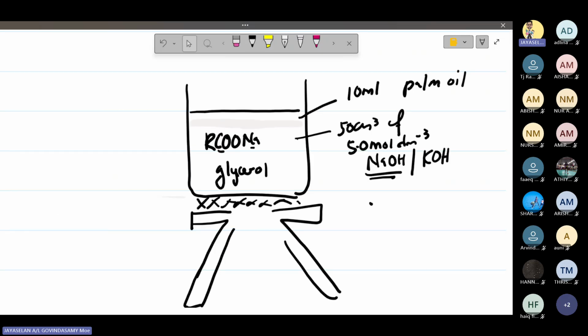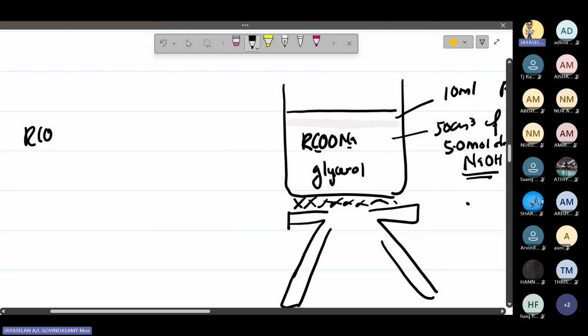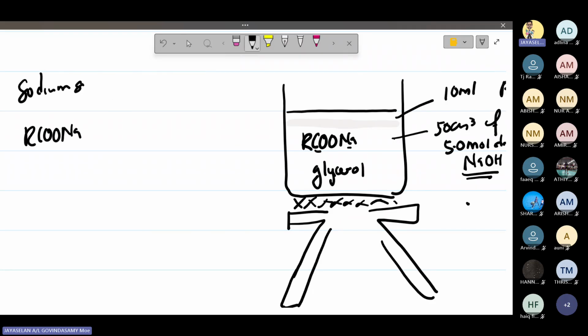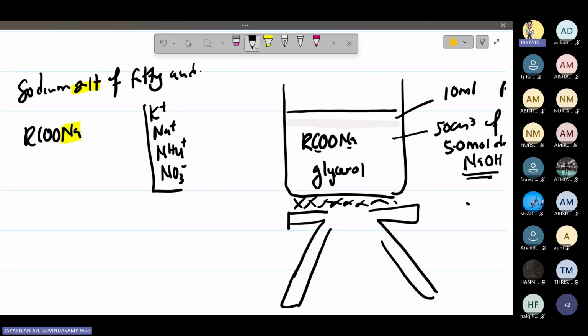Now the problem is what? This RCOONa is called what? Sodium salt of fatty acid. Once you see salt, we have two types of salt, one soluble, another insoluble. When potassium ion, sodium ion, ammonium ion or nitrate ion is present, the salt is known as what salt? Soluble salt.